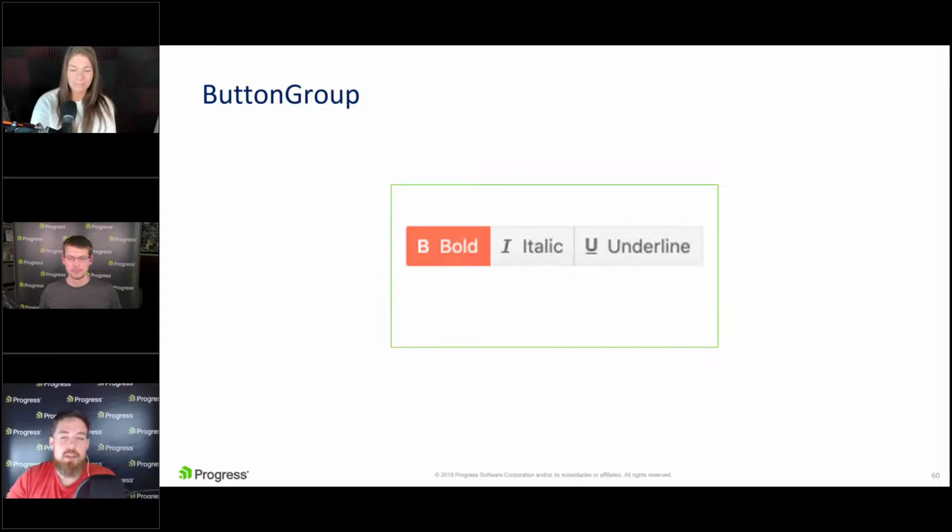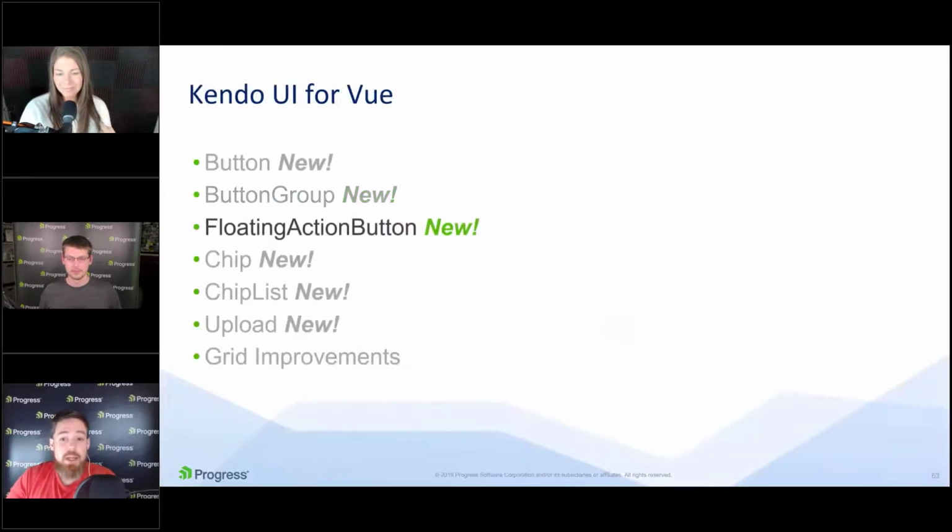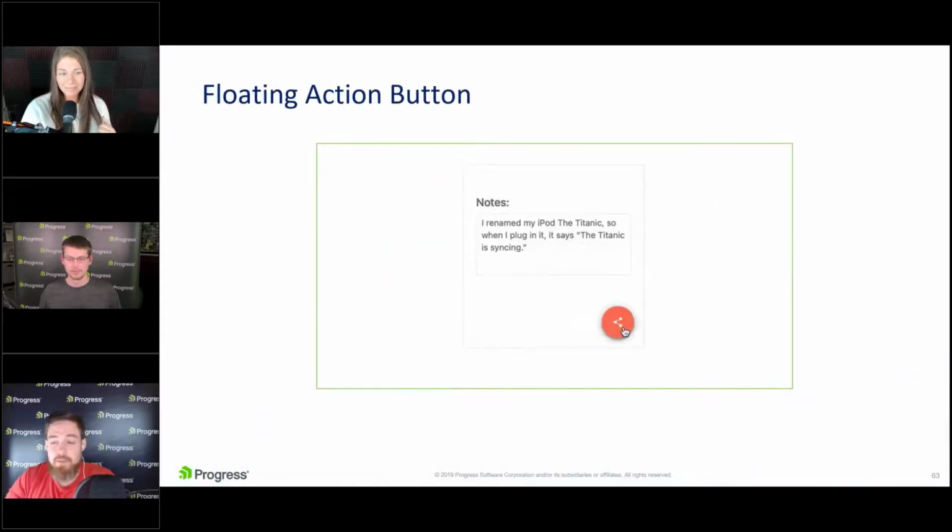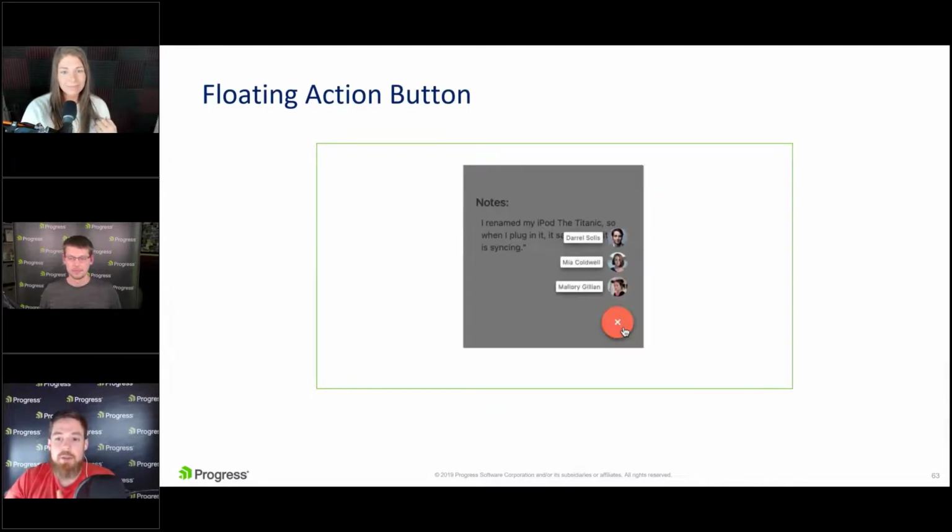So the button group is just there to help manage groups of buttons, which I guess the name kind of gives away. The floating action button is a lot of fun because we see this across a lot of desktop and mobile applications alike. But the floating action button is an action button, so that means that it's doing a primary action when users interact with it.